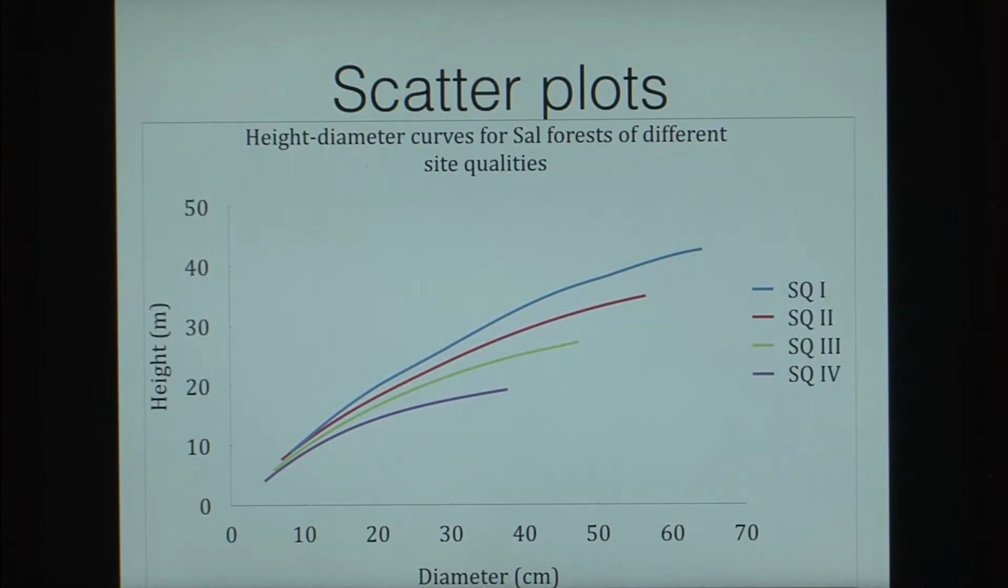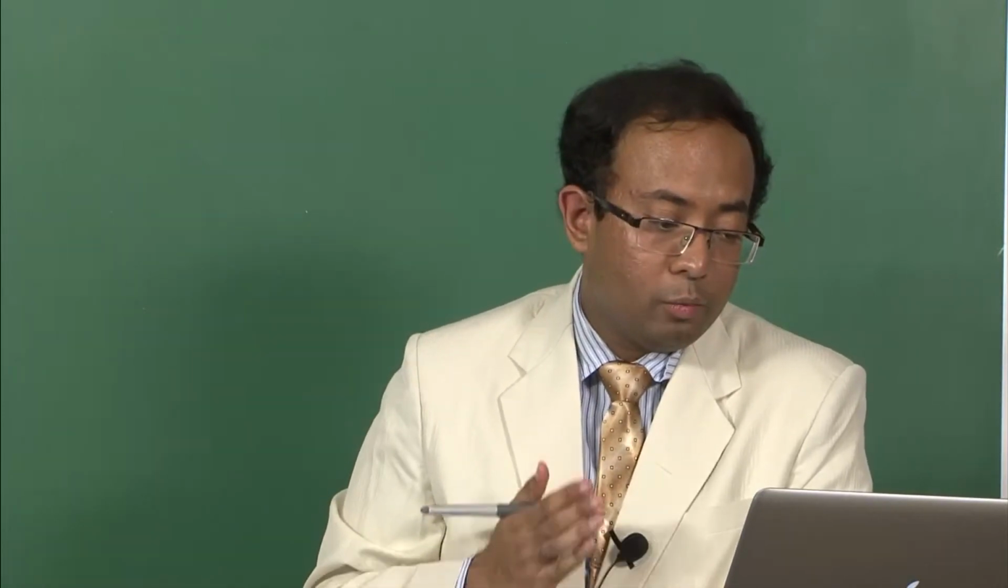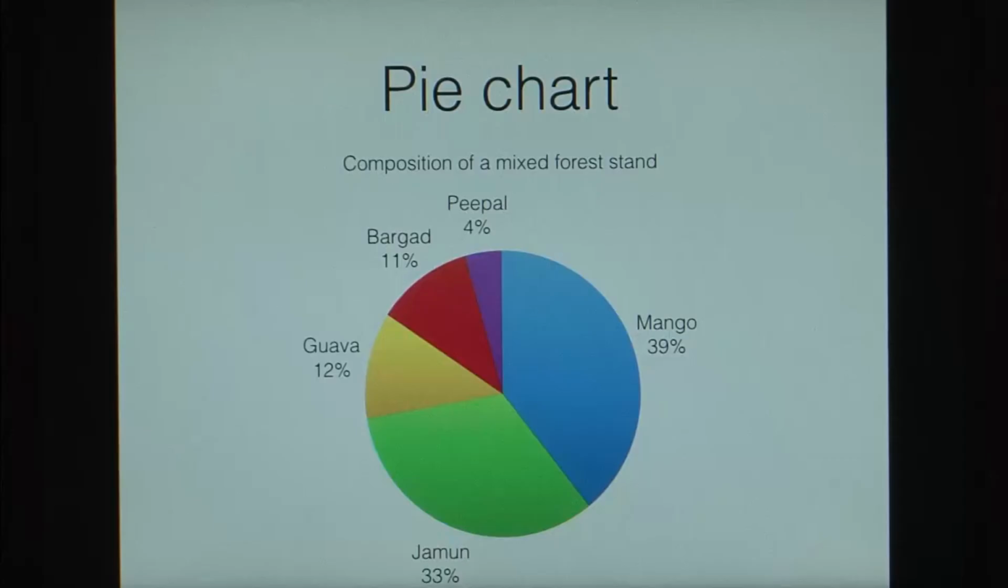And the common variable that governs both of these is the age. So, as the age of a tree increases, its diameter increases. At the same time, its height also increases. So, if you plot diameter on the x axis and height on the y axis, you will see an increasing trend. So, both of these are related. We could also use a pie chart for visual depiction of data. So, for instance, this pie chart reveals the composition of a mixed forest stand.